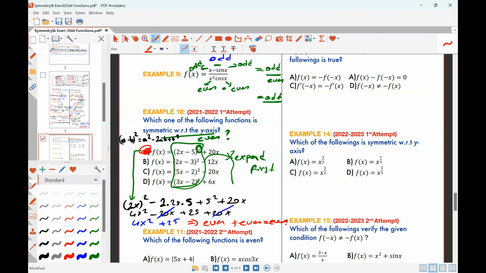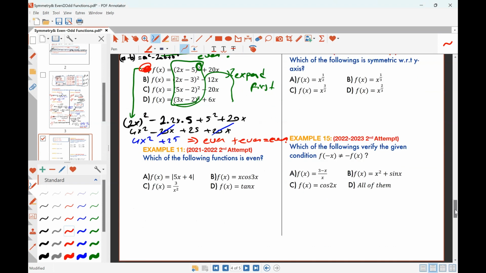Okay, let's move on with the 2022 second attempt ministry question. It's asking which one is even. Try options and see which one is even. 5x is an odd function. I'm going to use shortcuts. 4 is even. So adding odd and even gives you neither. If you have neither inside, you have neither outside. So this is not even.